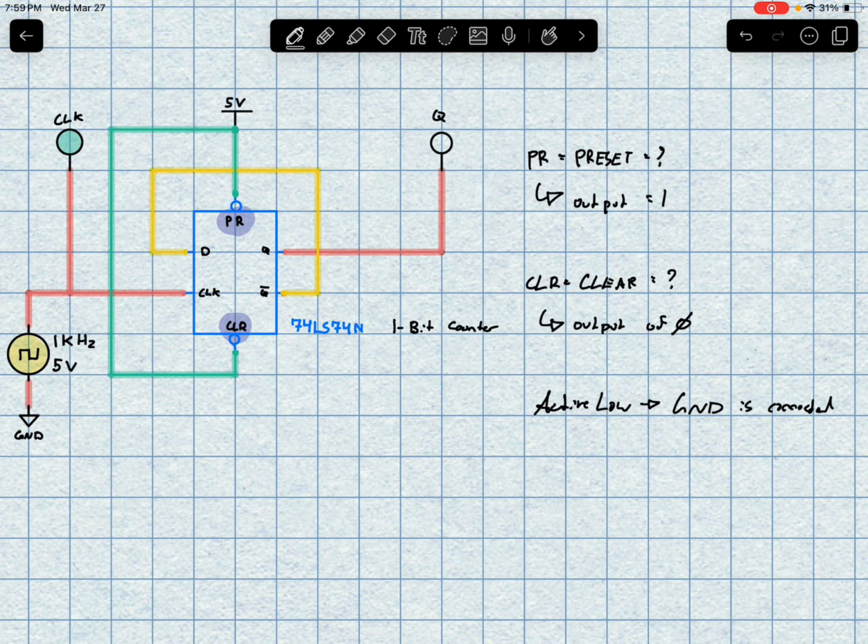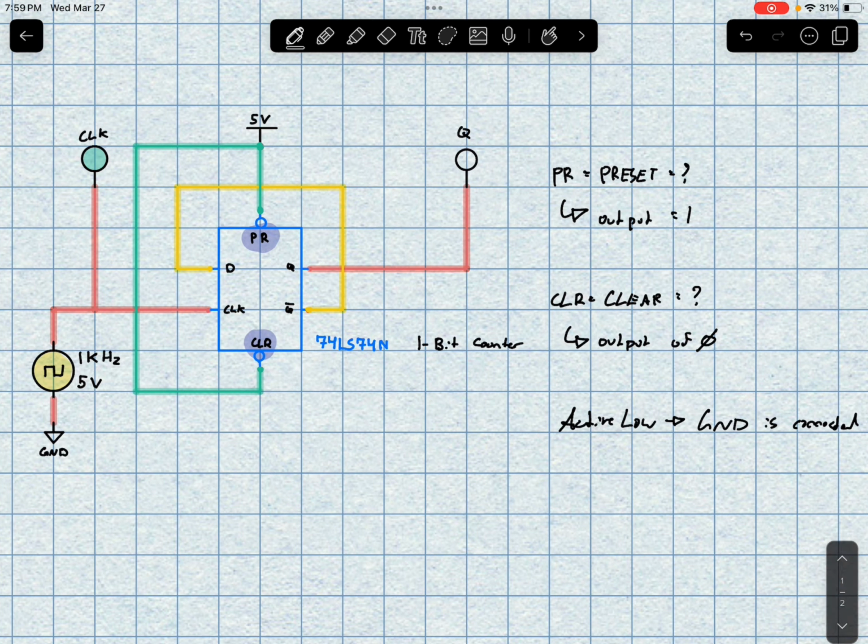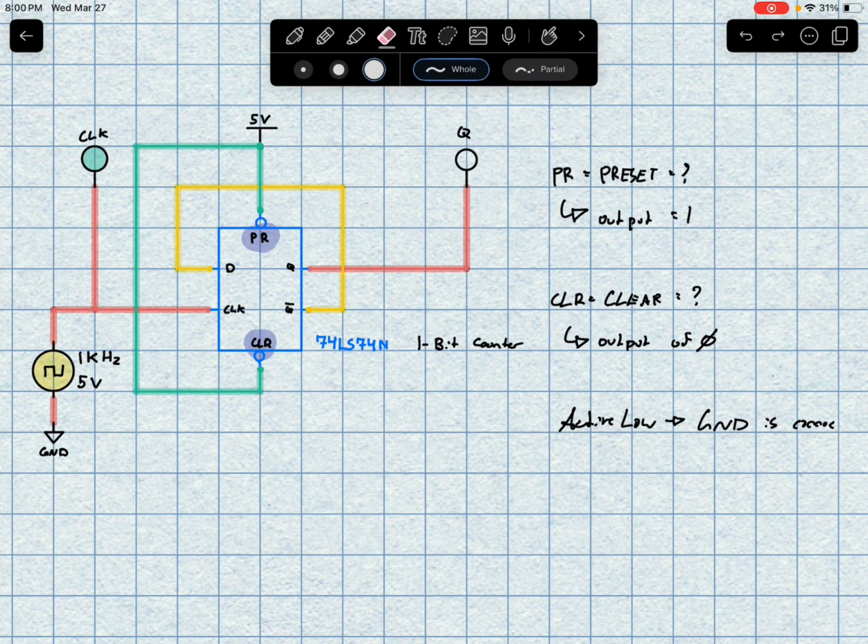And they will stay dormant, or they just won't really do anything, as long as there's 5 volts being attached here, followed by this green line here. So not really doing anything. So you might be wondering, what exactly is this chip doing then? That's a great question. So in order to understand that, we gotta look at the other inputs.